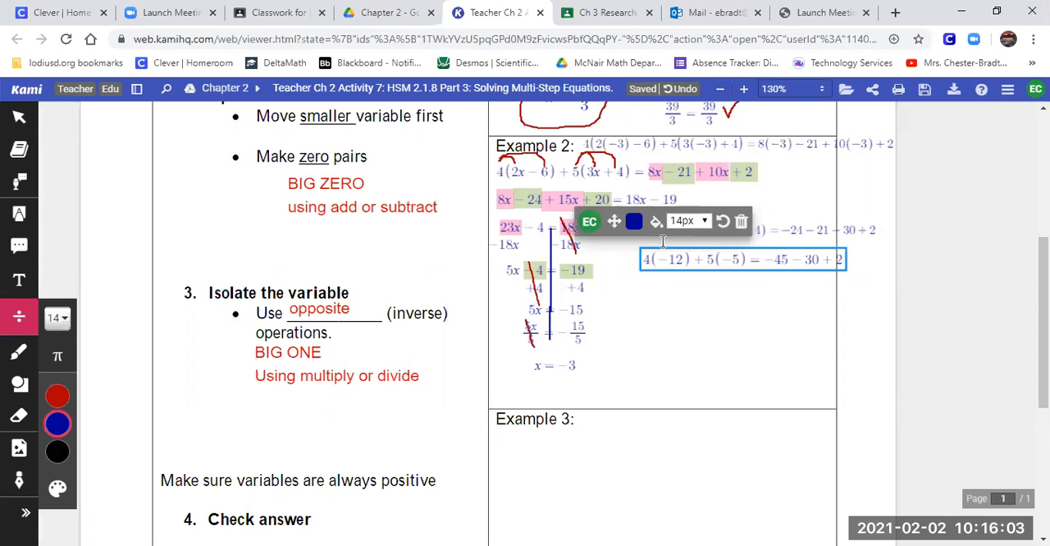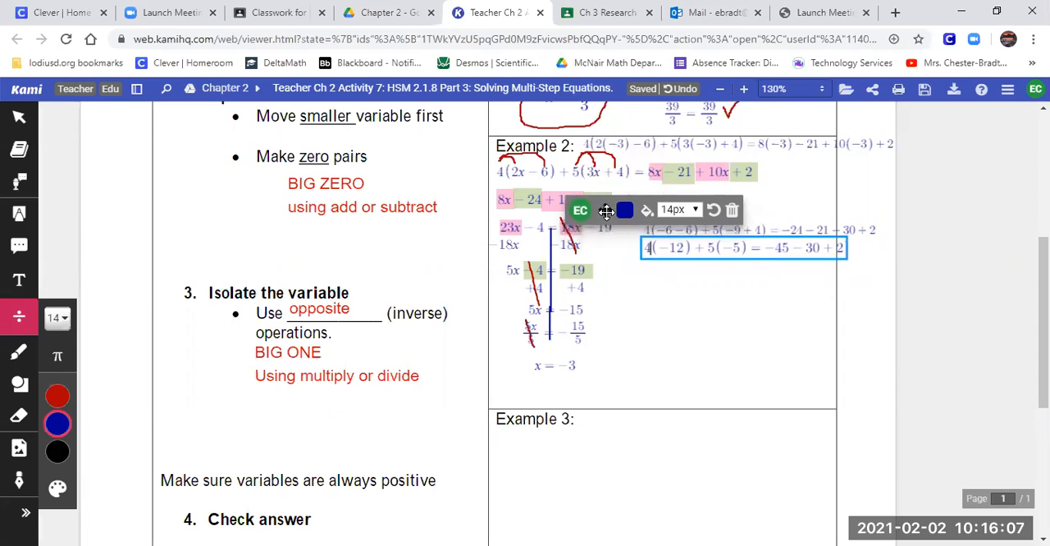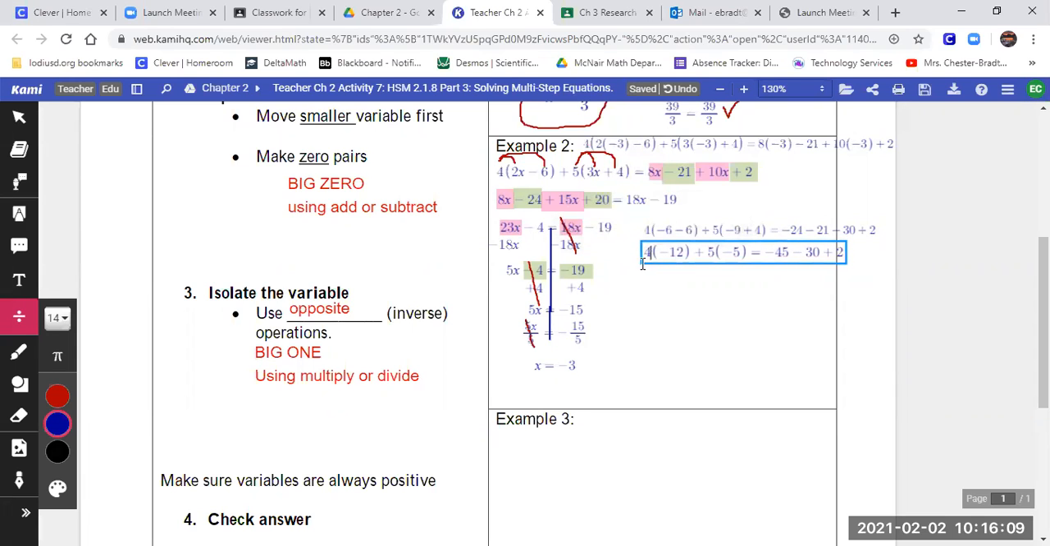Okay. This says -4 times -12. What do we get? I know it's negative because there's only one negative. 4 times 12 is what? 48. And then that says +5 times -5. So I know it's negative what?